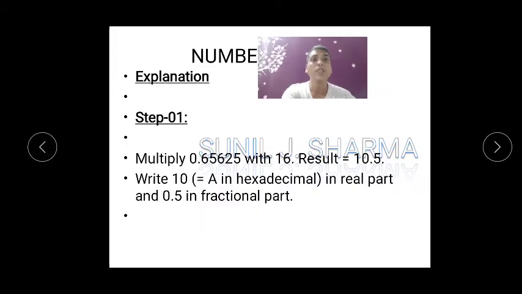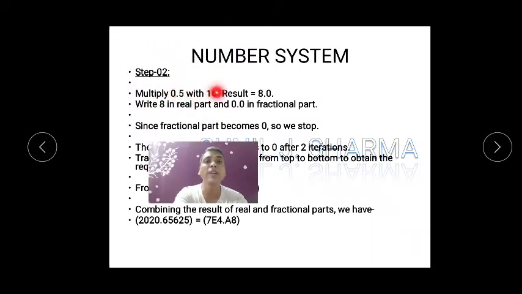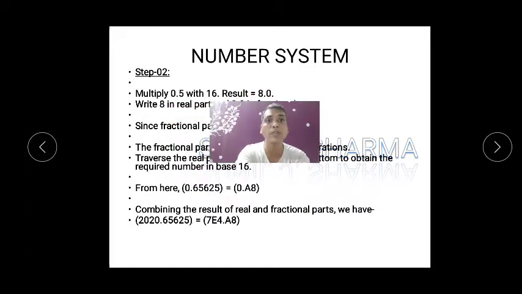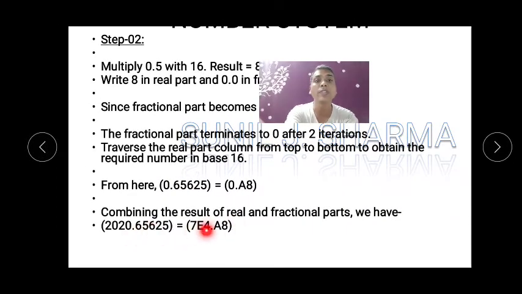Okay, now let's see. As I was telling you, multiplication of this results in 10.5. 10 means A in hexadecimal, and the fractional part is this. In detail, 0.5 into 16 is 8.00. Since it is 0, we can stop here. So your final answer will be 7EA.8A. But I hope you remember that you should not forget to write the base. This is 10 and this is 16 or H.